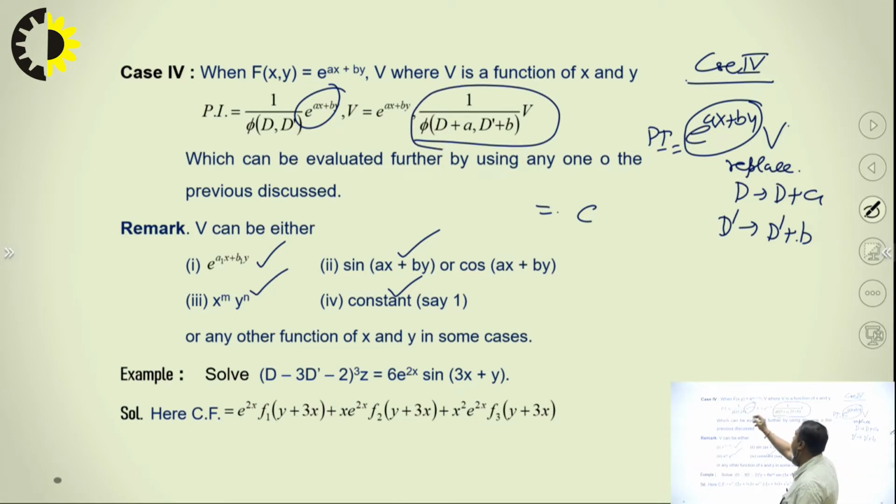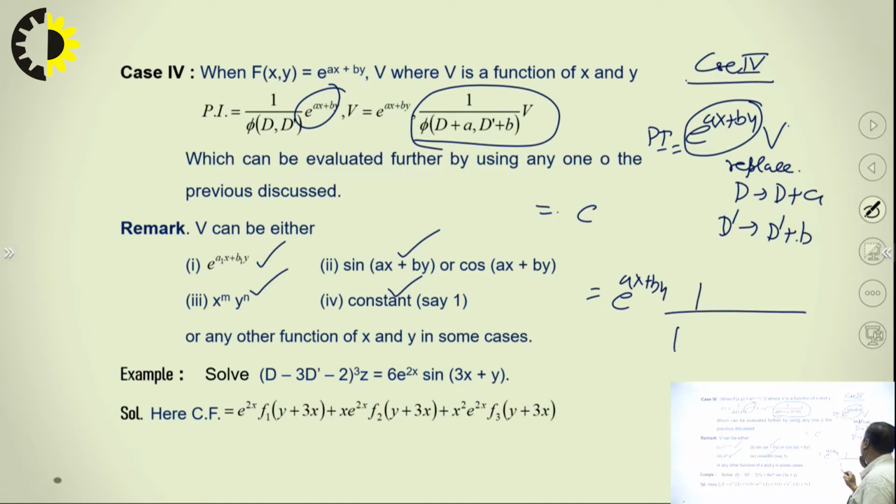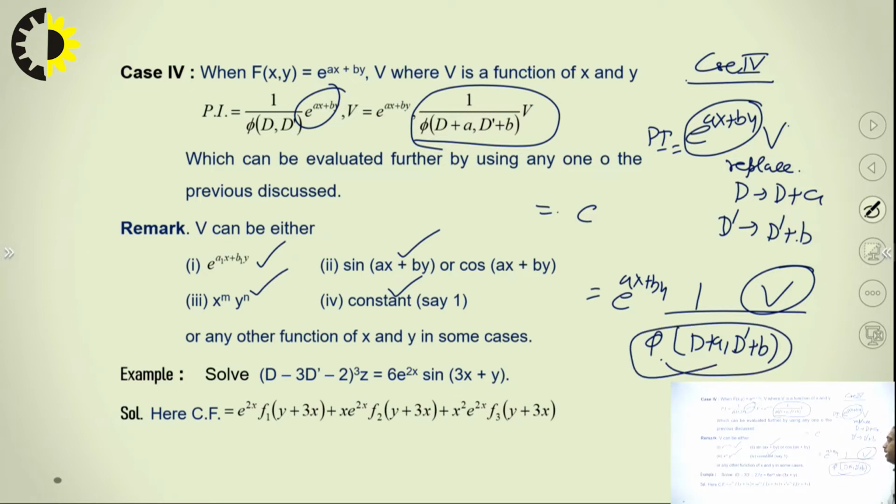E की power ax plus by is already entered, we have calculated. E की power ax plus by into 1 upon function of d plus a, d dash plus b into v. अब according to v we have to calculate. According to v, if that is sin ax plus by or cos ax plus by, then we have to replace d square is equal to minus a square. For the support of this, we are taking the example of d minus 3d dash minus 2 का whole cube into z is equal to 6 e की power 2x sin 3x plus y.